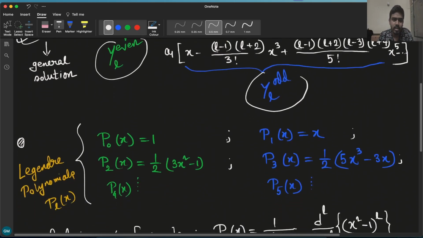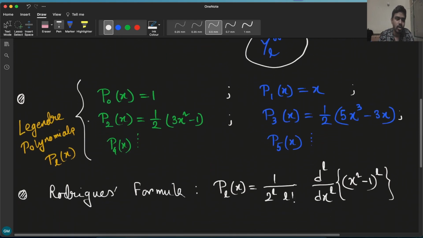And then after that, we truncated the series depending on the requirement that at x equals plus minus 1, the series should be convergent. And then we got the Legendre polynomials, where L can take values like 0 and positive integers.